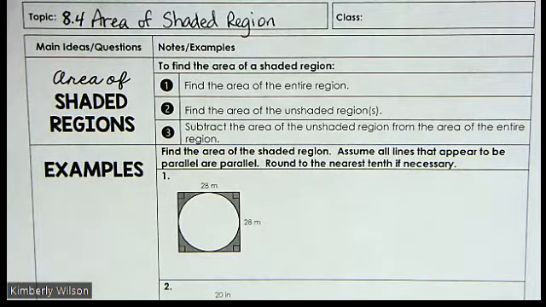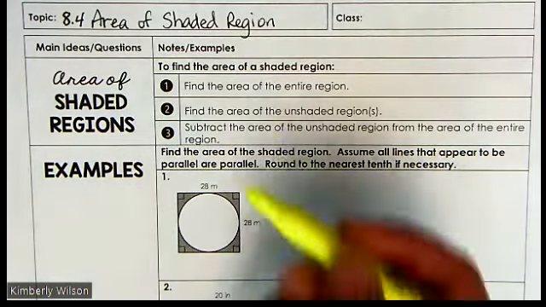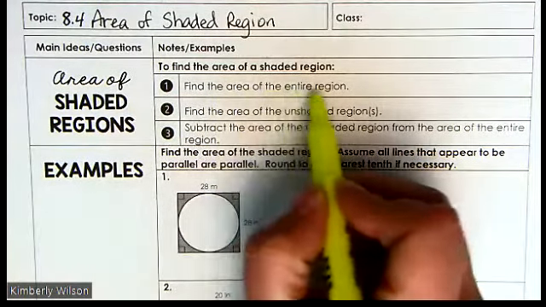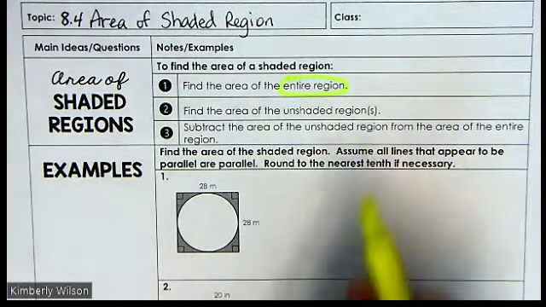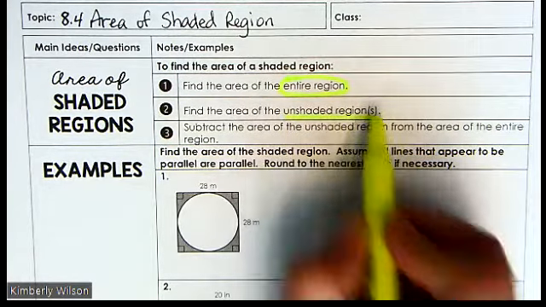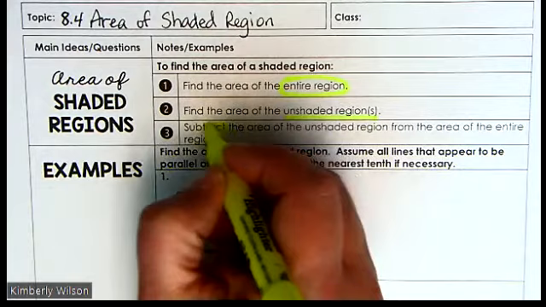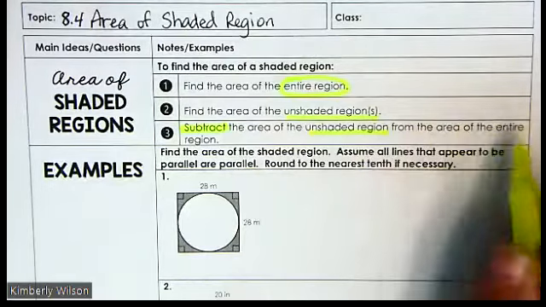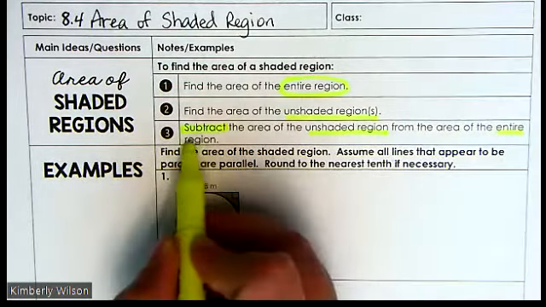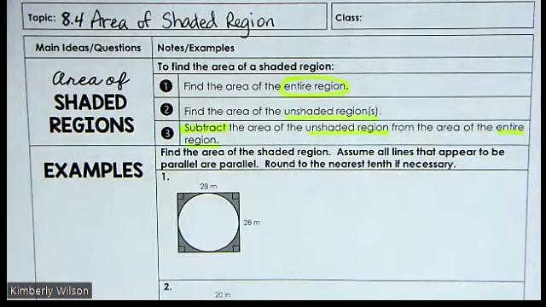Guys, today we're covering section 8.4, which is the area of the shaded region. Some steps that we need to follow in order to do this: you first find the area of the entire region, and then second, you find the area of the unshaded region. And then we subtract the area of the unshaded region from the entire region. Okay, so let's work some examples.